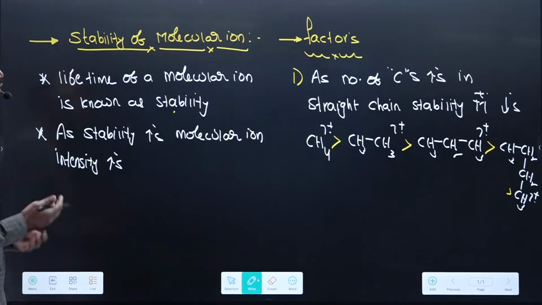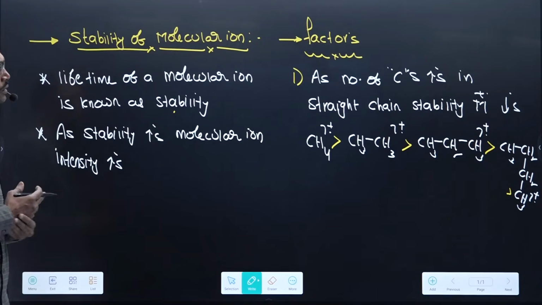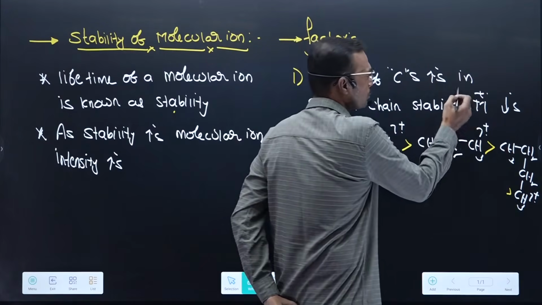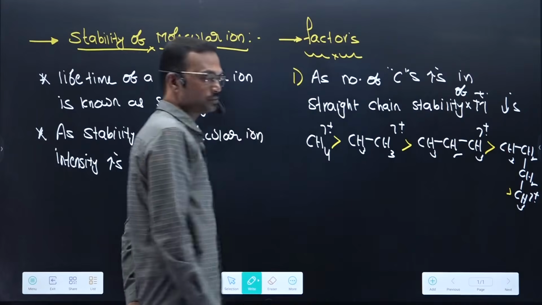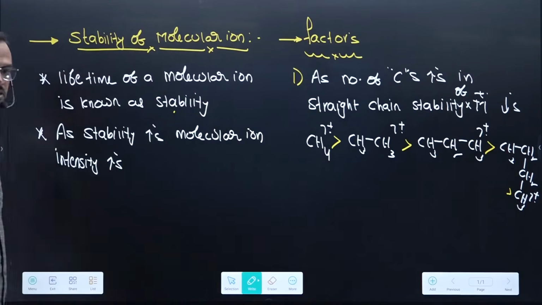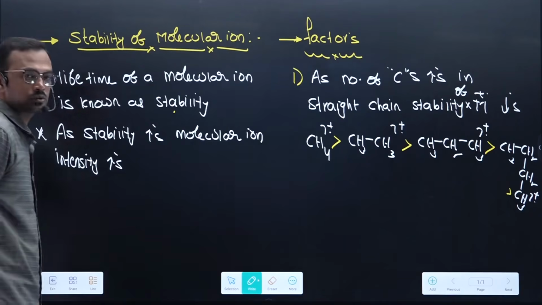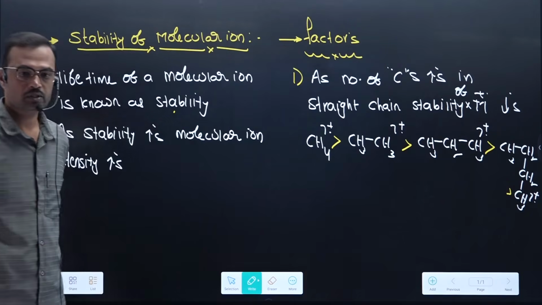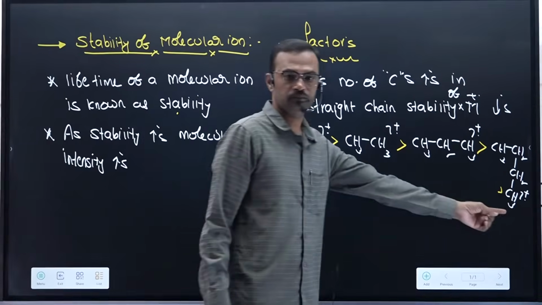First factor: as the number of carbons increases in a straight chain, the stability of the molecular ion decreases. Here you write, stability of molecular ion decreases. More carbons, less stable. As the number of carbons increases, the molecular ion becomes unstable.